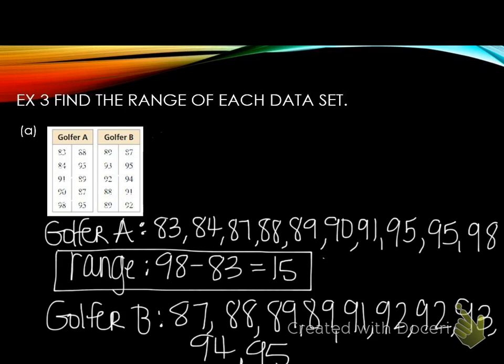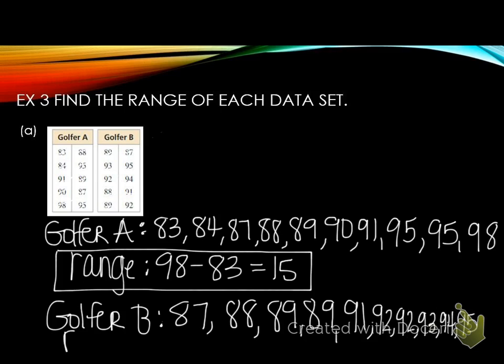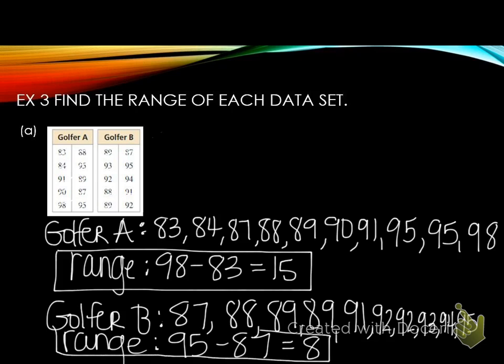All right, so we're going to find the range. How are we going to find the range of golfer B? 95 minus 87, which equals 8. Awesome. Any questions on range? Listen, range is simple, so don't let it be one of the things you struggle with on homework, quizzes, and tests. Study what range is. It is the largest number minus the smallest number.